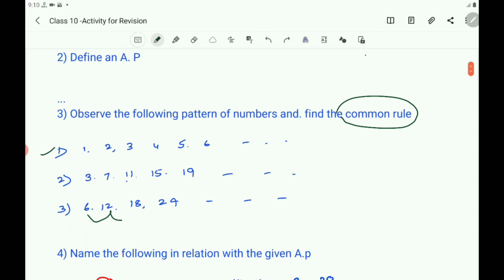Next 6, 12, 18, 24. Here also some rule is there. Something is to be added or something is to be multiplied. Some number is to be added or some number is to be multiplied to get the next number.